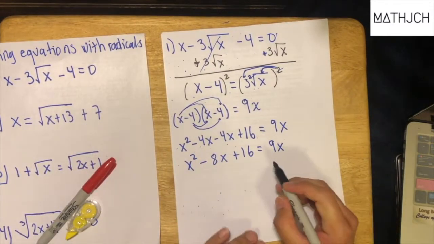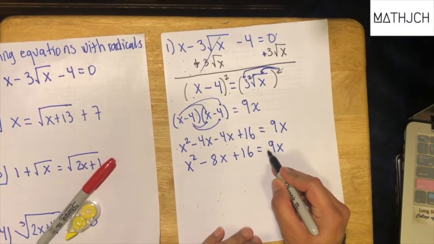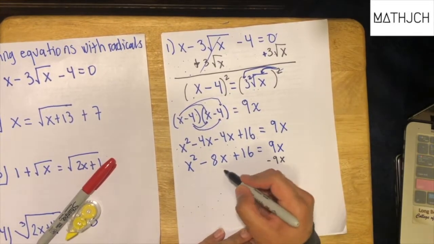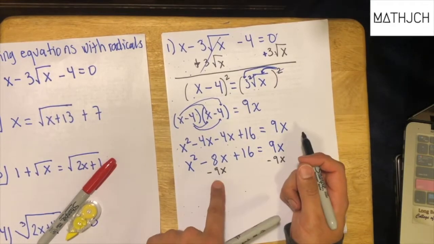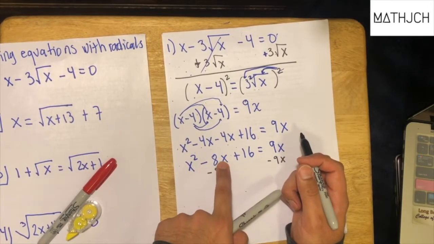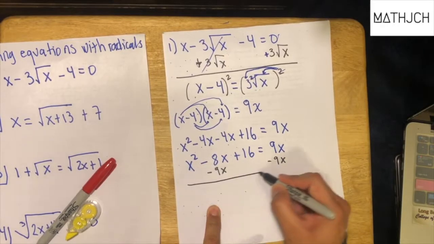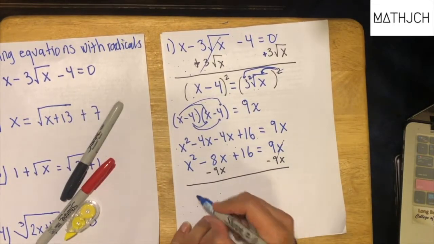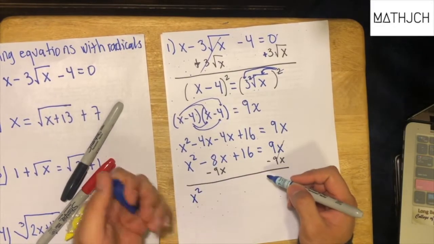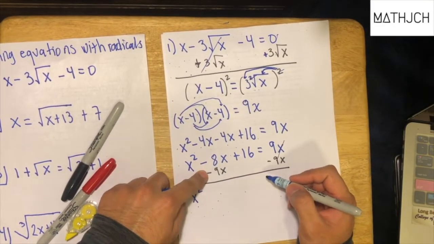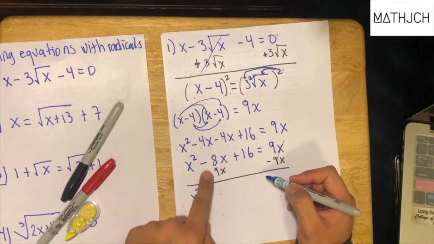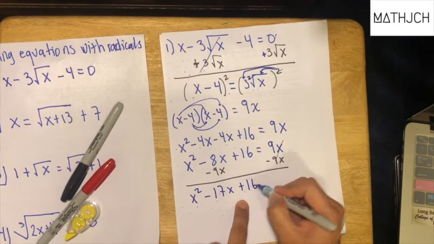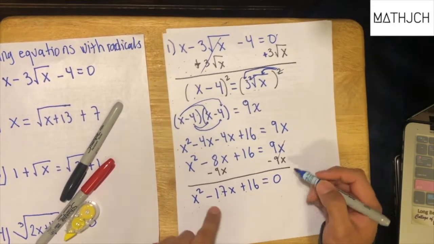Now we have 9x, it's automatically positive. So to move it to the other side, we do the opposite, right? Which is negative. And then 9x is going to combine with the other term with x from the left side. So this cancels. And we have x squared again, right? We have a negative and a negative. We add and keep the negative sign. So that will be minus 17x plus 16 equal to 0.